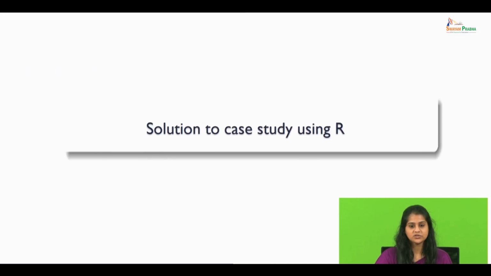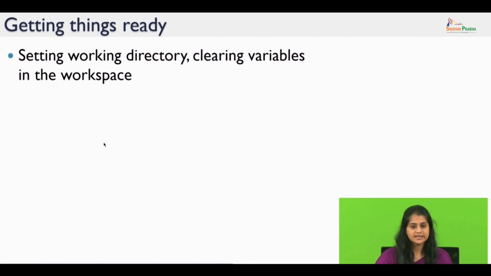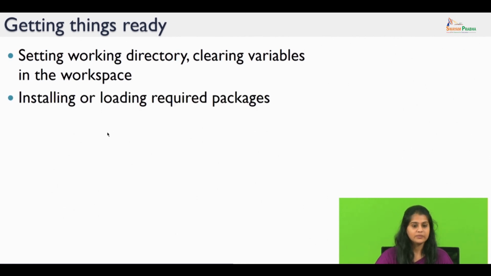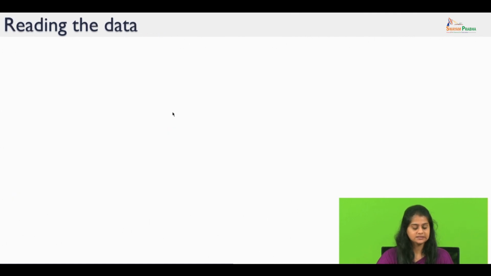Now let's look into the solution approach. Before we jump into modeling, let's get things ready. We need to set the working directory, clear the variables in the workspace. We also need to load the required packages. In this case, glm is an inbuilt function, so we do not need any specific package to load it. Whereas to use the confusion matrix, I need a package called caret, which I am going to load before I begin my modeling. I am also going to clear all the variables in the environment using this function, which we already learnt. So now let's read the data.